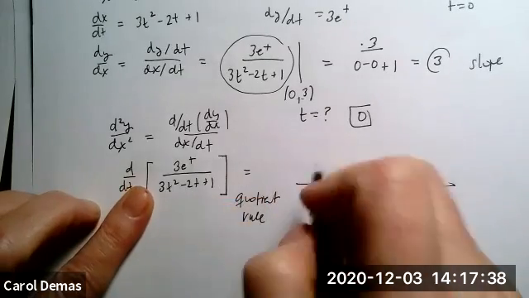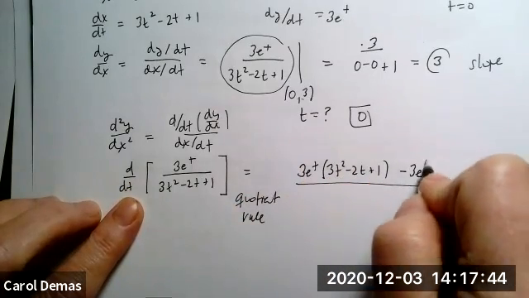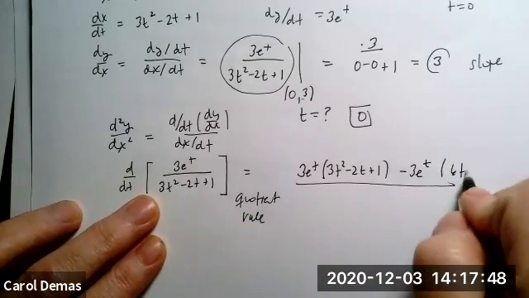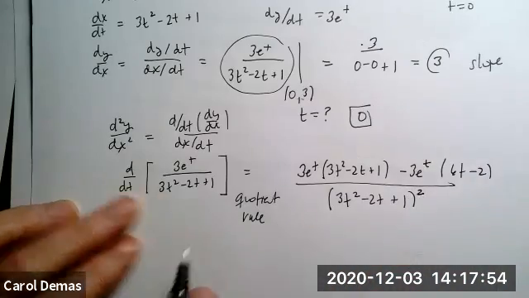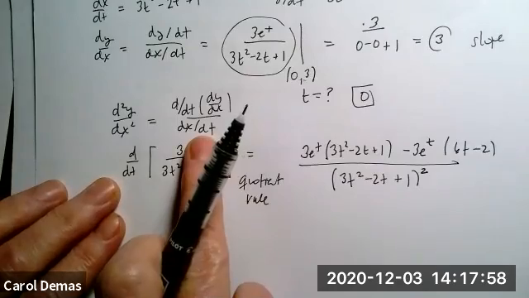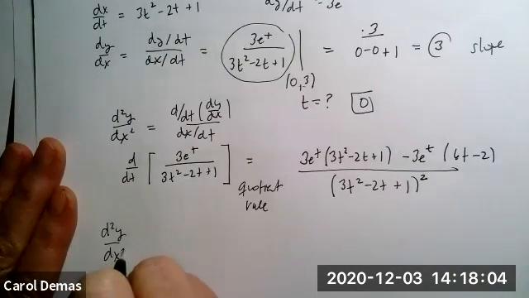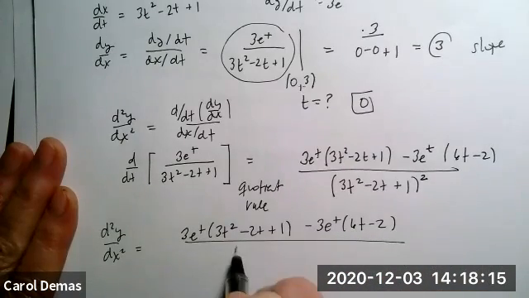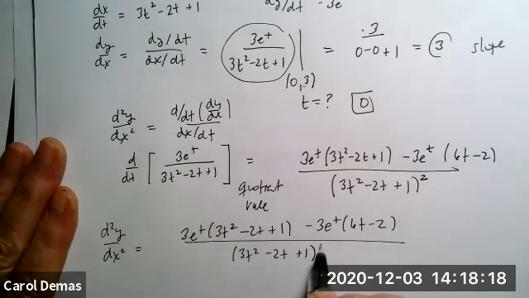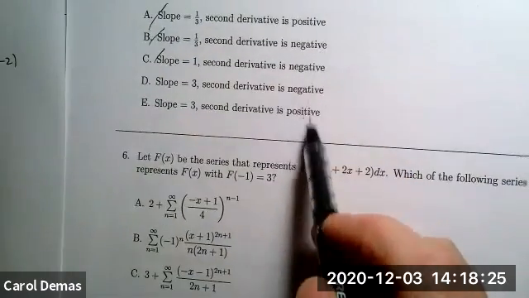So we're going to take the derivative of the top, which is 3e to the t, times the bottom, minus the top, times the derivative of the bottom, which is 6t minus 2, all over the bottom squared. And then we're going to divide that by dx dt, which is this again. So d squared y dx squared is 3e to the t times 3t squared minus 2t plus 1, minus 3e to the t times 6t minus 2, over 3t squared minus 2t plus 1 cubed. All we need to do is figure out the sign. They're only asking us for the sign here.